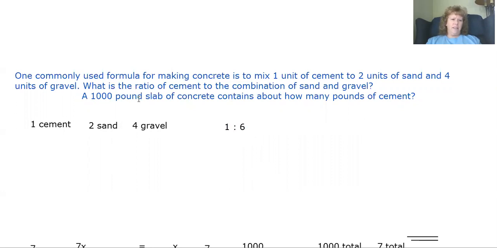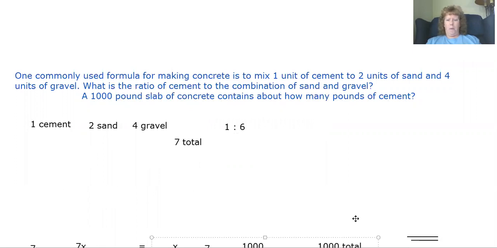A 1,000-pound slab of concrete contains about how many pounds of cement? So here we're looking for the amount of cement compared to the total after the concrete is mixed. So if we mix 1, 2, and 4, that would be a total of 7. So now our comparison is going to be between the total amount, which was 7, and the cement, which was 1.